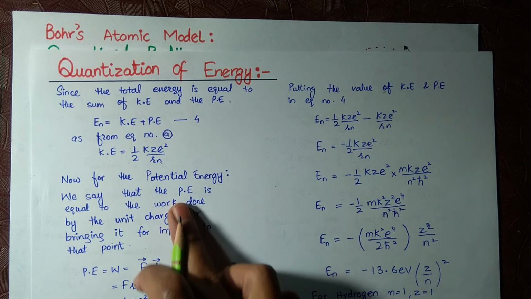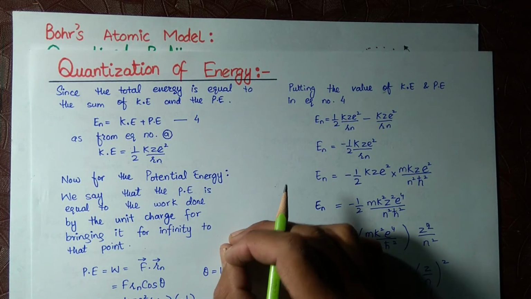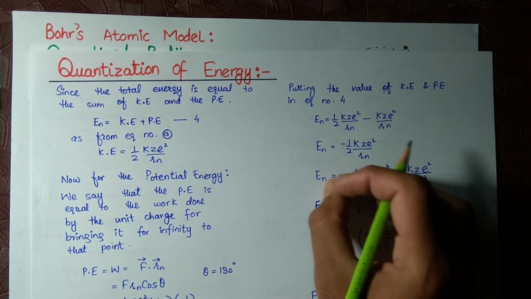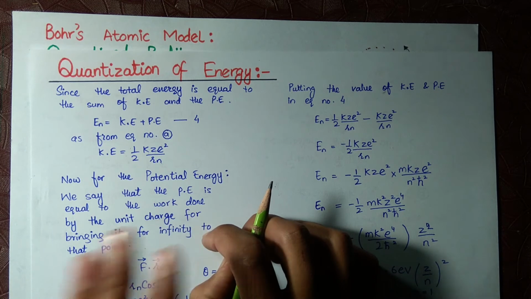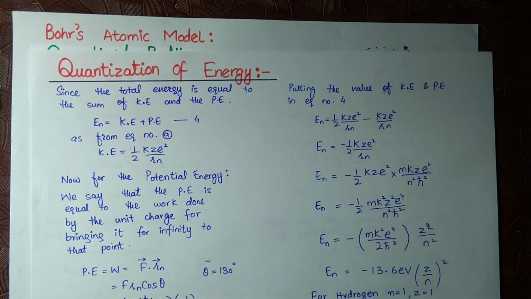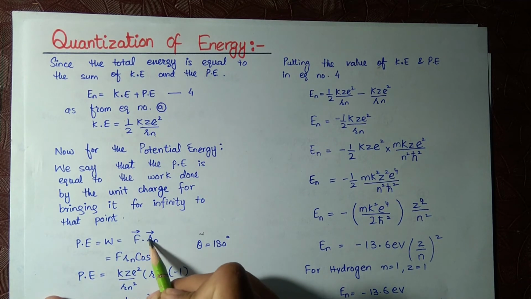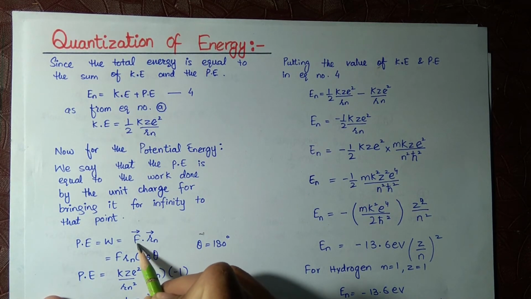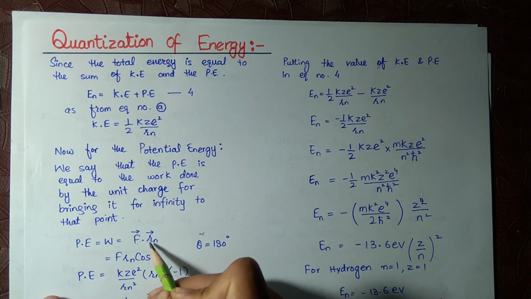Same like that, when you take an electron from some point to another point, you have done some work on it, and that work will be stored in the form of electric potential energy. So this is the potential energy. We know that the work is equal to force into displacement, and this is the force F, and this is the displacement. The force will be the Coulomb potential, and the displacement will be Rn.